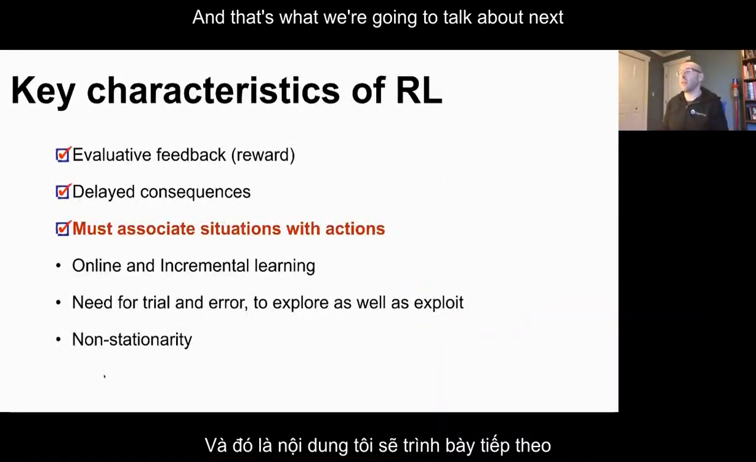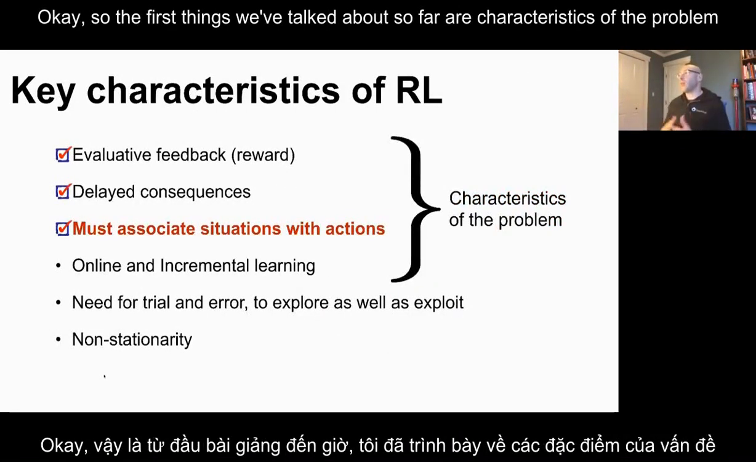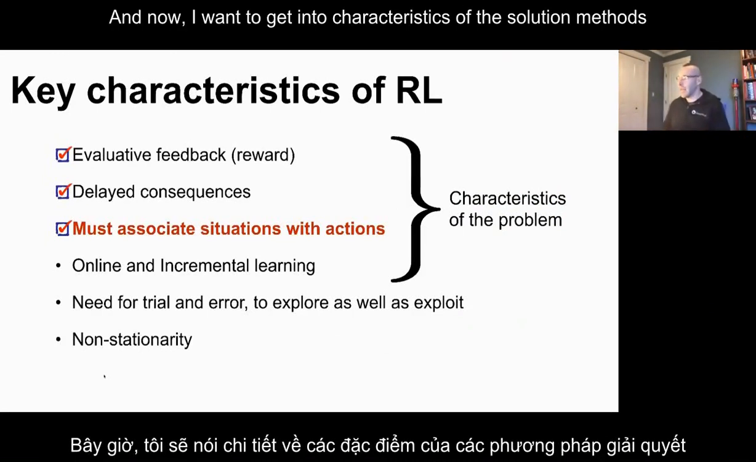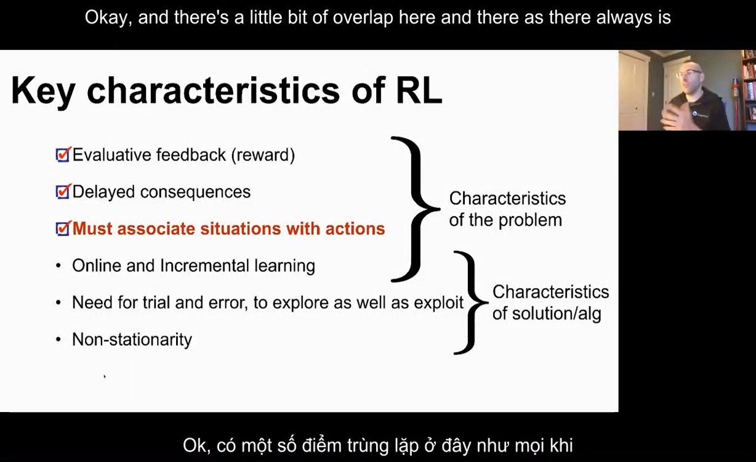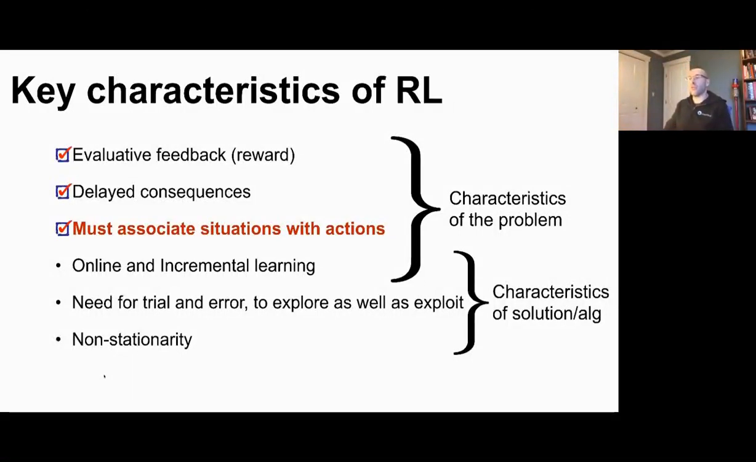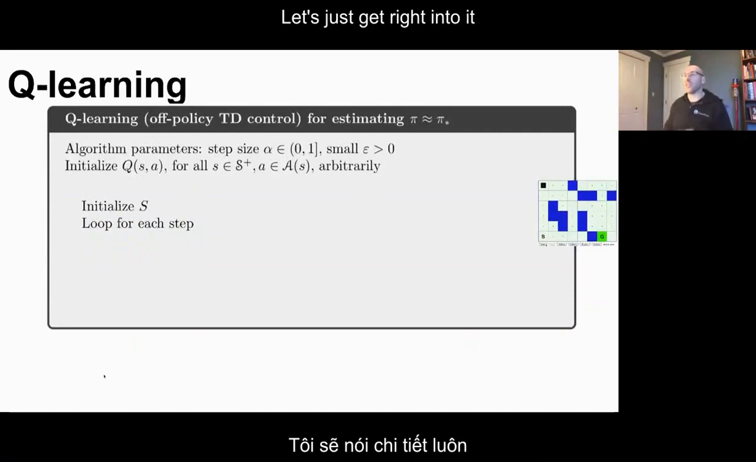Okay? So the first things we've talked about so far are characteristics of the problem. And now I want to get into characteristics of the solution methods. Okay? And there's a little bit of overlap here, as there always is. So let's talk about Q-learning. Let's just get right into it.